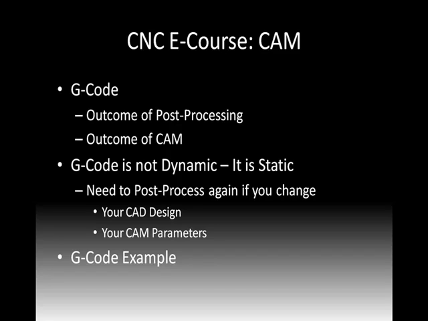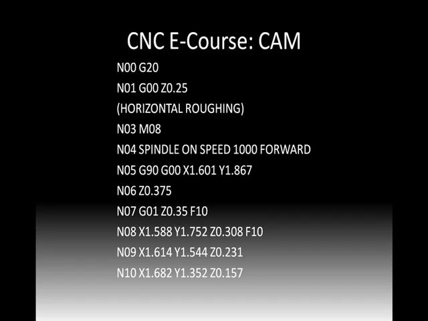Same thing with CAM. If you change CAM parameters like feeds and speeds, that sort of thing, you will need to post-process again and create a new G-code file. So G-code is very static. It's a point in time, and if you change things upstream, you'll need to make another G-code file. And we'll just take a quick look at an example of one.